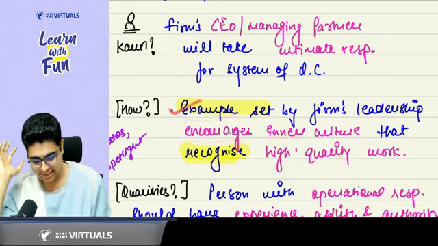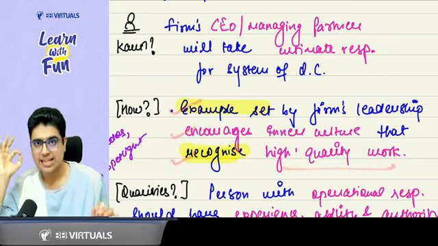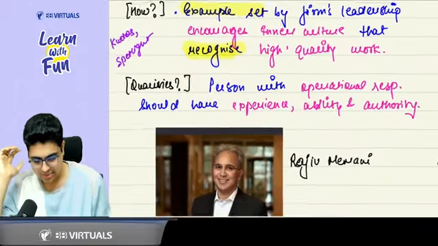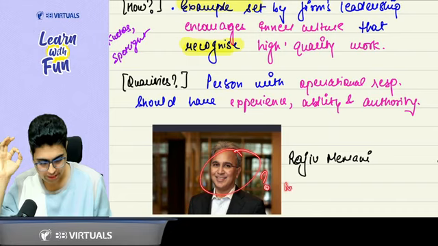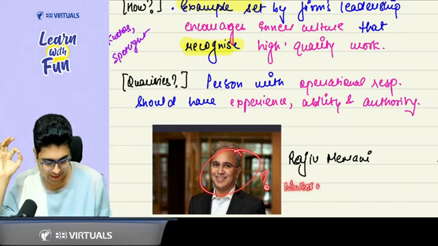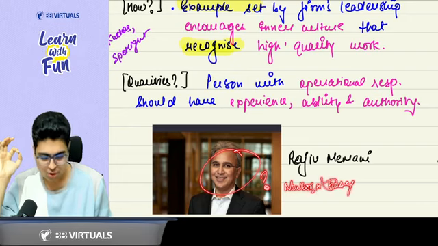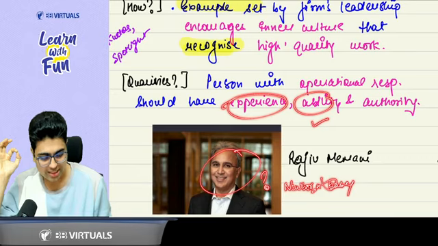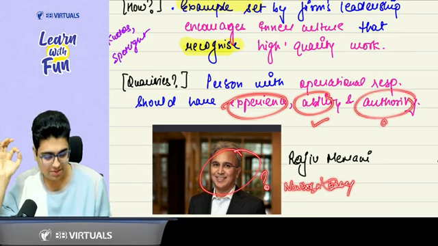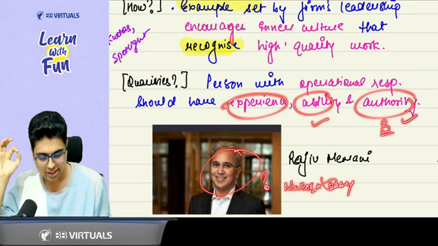So again, he will set the example to encourage the people by recognizing high quality work. Easy, sir. And last, what are the qualities that he should have? Do you think he should be a newborn baby? No, no. He should be experienced. He should have the ability to do the work himself. Then only the people will listen to him. He will have the authority. So he should have experience, ability, and authority.